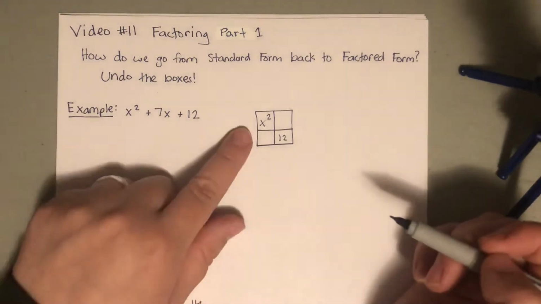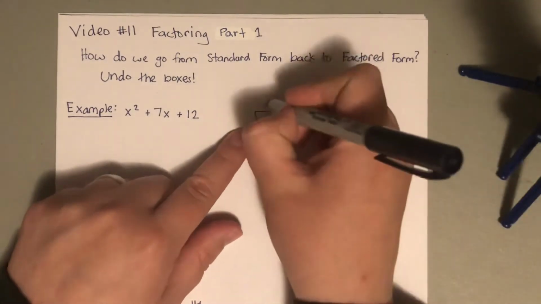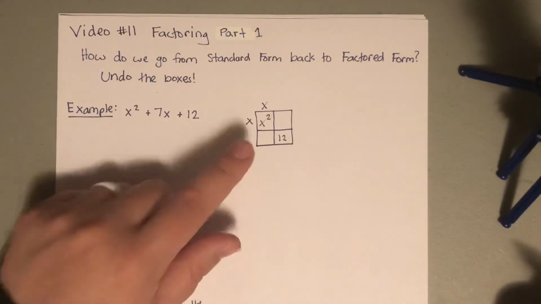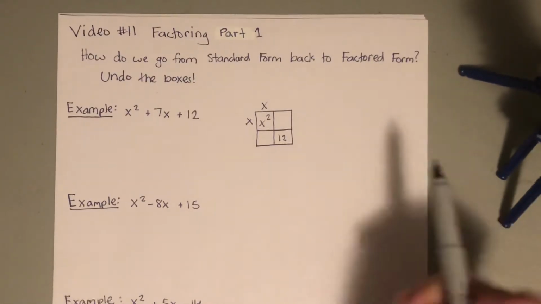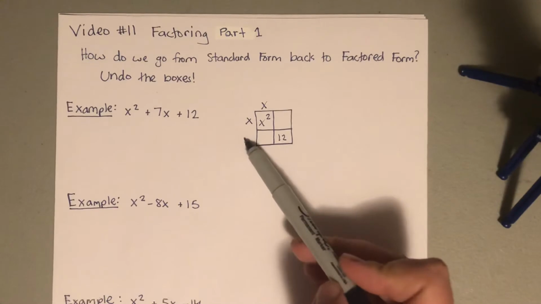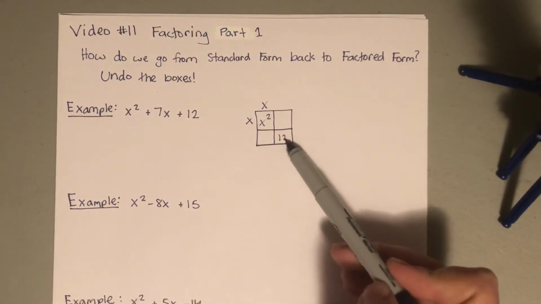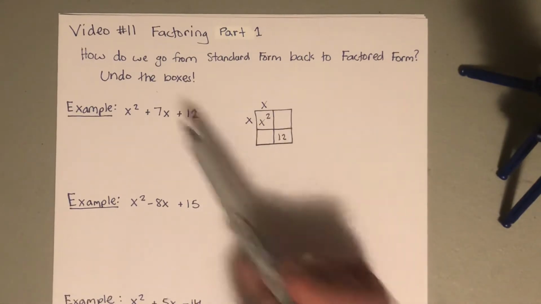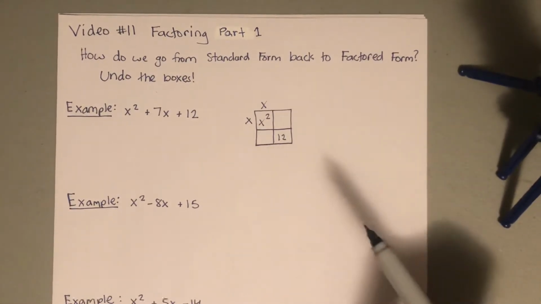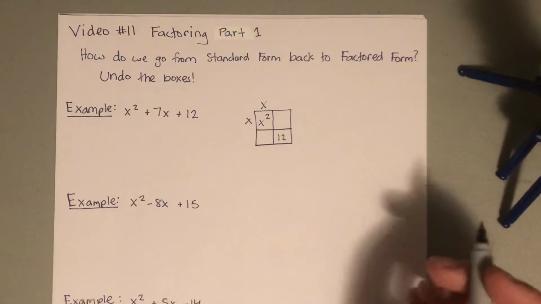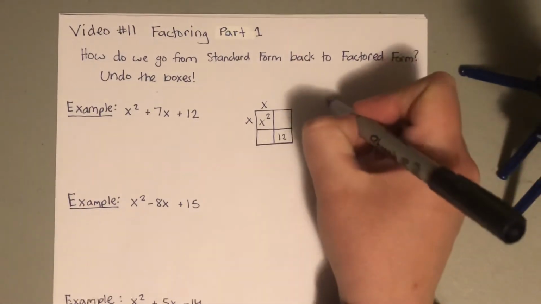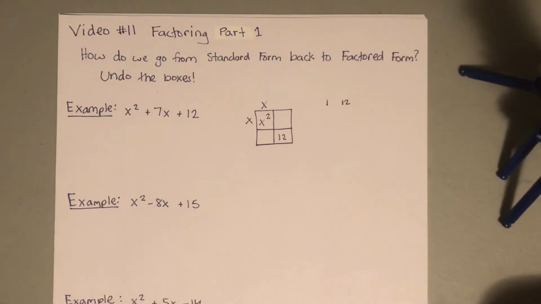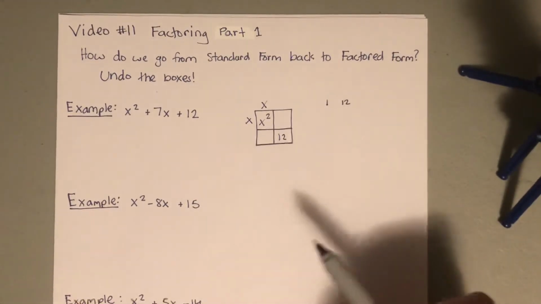We know that the only way to get x squared is to do x times x, so those are both going to be x's. Now whatever goes here and here has to multiply to be 12 and also cause these two to add up to be 7x. So first let's think of all the ways to multiply to be 12. We have 1 and 12, because 1 times 12 is 12. So this could be a 1 and that could be a 12.